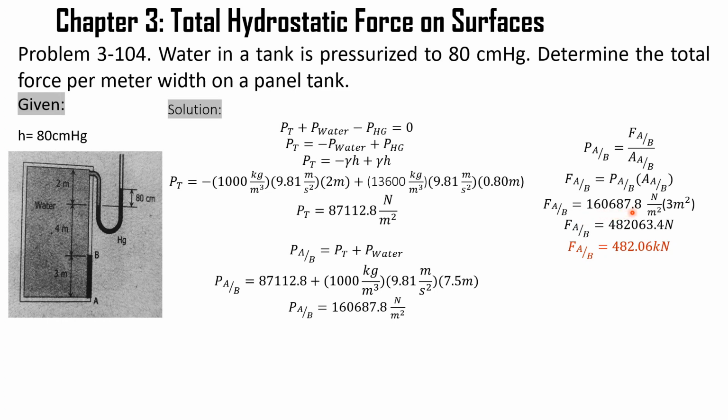Then we will have now FA over B is equals to 160,687.8 Newton per meter squared times the area, which is length times width. Then we have now 3 meter times 1, which is the width, which gives 3 meters squared. The value of force acting on gate A and B is equals to 482,063.4 Newton. Converting it to kilonewton, then we will have now the force acting on gate A and B is equals to 482.06 kilonewton.